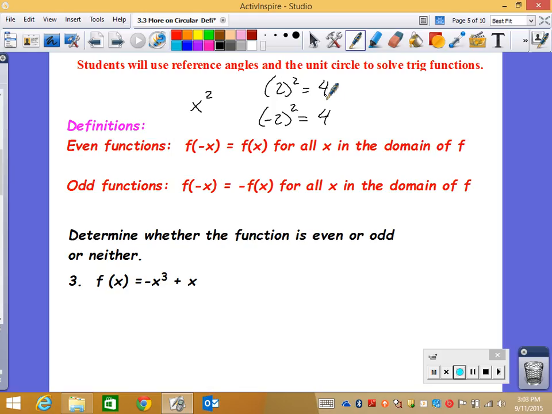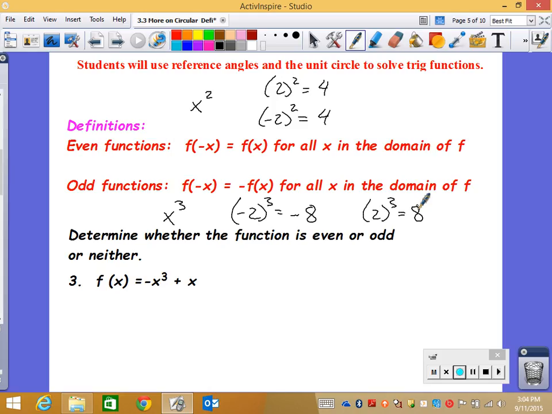For an odd function, let's look at x cubed. So let's plug in a negative 2 again. Remember, since it's cubed, the negative sign doesn't go away. I plug it in, and it comes out as a negative 8. What about positive 2? 2 cubed is just 8. So that tells me if I plug in a negative number, it's going to spit out the negative of what I would get if I plugged in the positive. So negative 2 cubed comes out as negative 8, and positive 2 cubed comes out as 8.